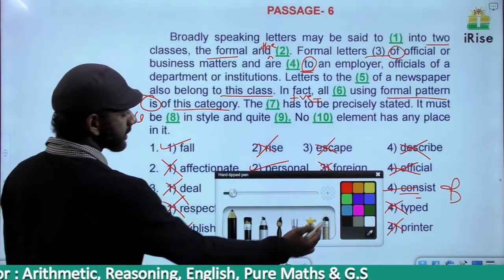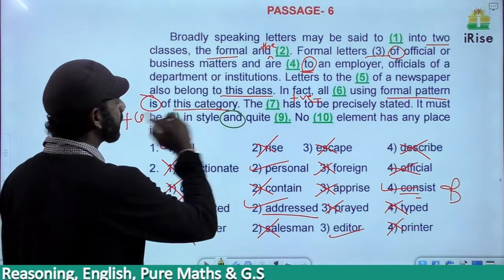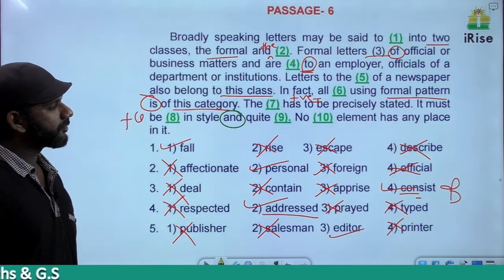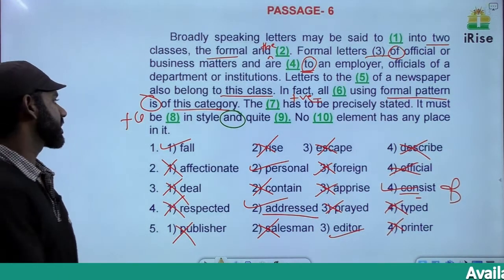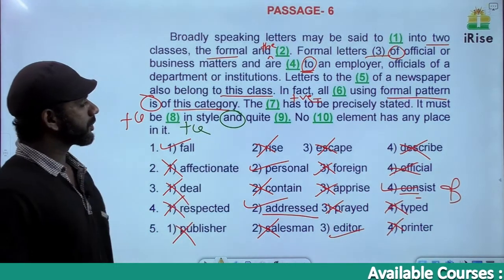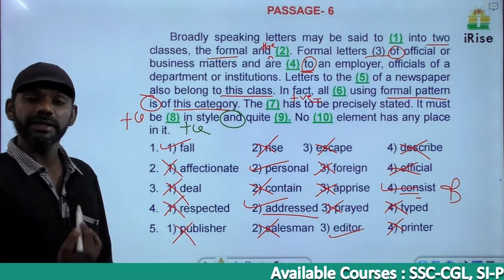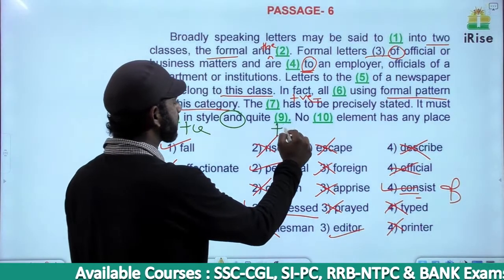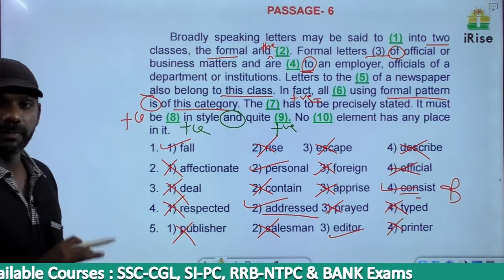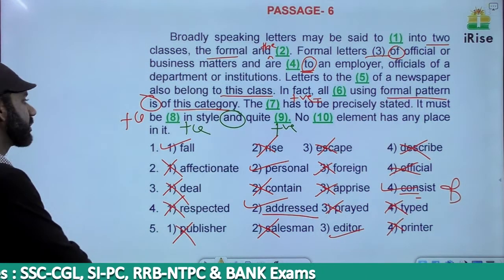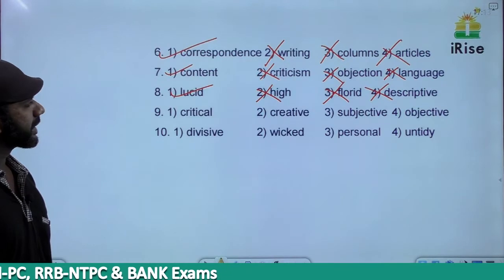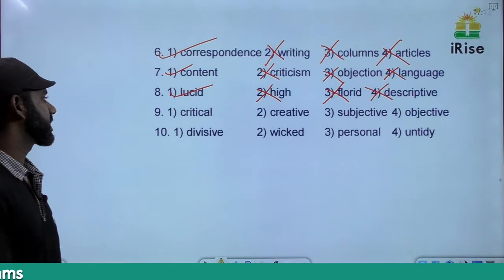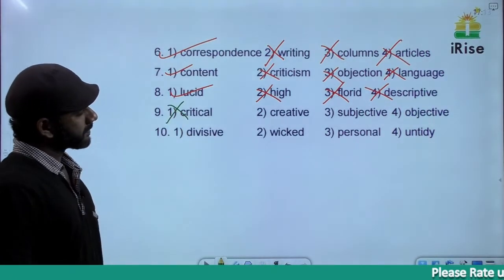Now, "and" is a support indicator. A support indicator must connect either 2 positive ideas or 2 negative ideas. The idea before "and" is, it must be precise in style, positive. "And" is a support indicator, and the first idea is positive, so the second idea must also be positive. That means blank 9 must be filled with a positive word. Come to the options. Critical, creative, subjective, objective. Critical is negative. Option 1 is eliminated.